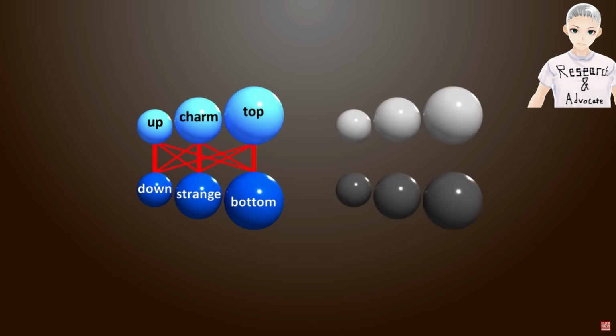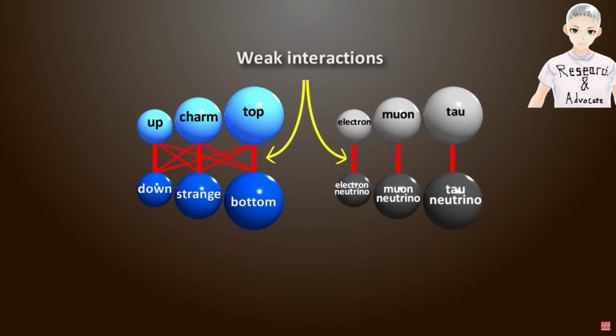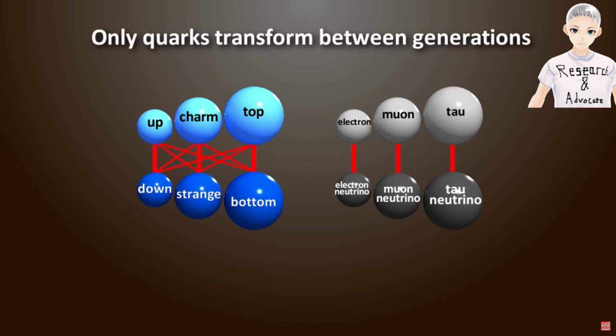In terms of leptons, there's nothing in the theory that prevents them from transforming between particles of different generations, but so far this has never been observed. This is, however, an area of current research, and there are signs that this kind of transformation could exist. But as of right now, evidence shows that only quarks transform across generations.